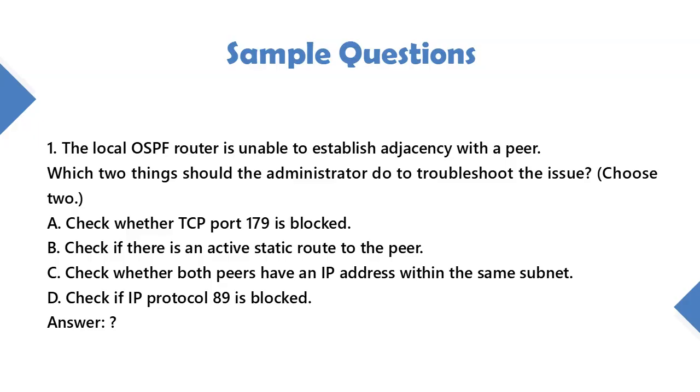1. The local OSPF router is unable to establish adjacency with the peer. Which two things should the administrator do to troubleshoot the issue? Choose 2. A. Check whether TCP port 179 is blocked. B. Check if there is an active static route to the peer. C. Check whether both peers have an IP address within the same subnet. D. Check if IP protocol 89 is blocked.